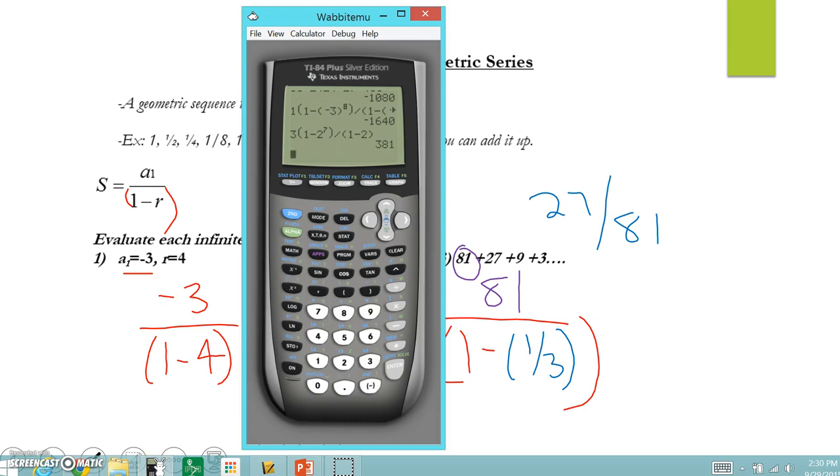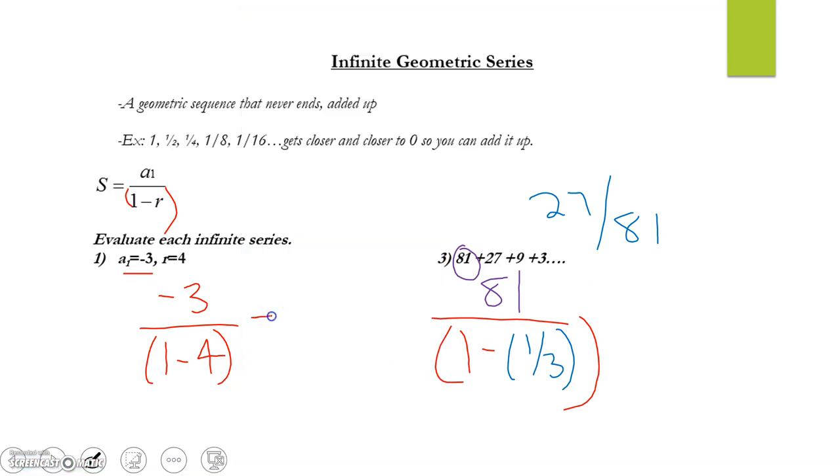So for the first one, I do -3 divided by, in parentheses, 1 minus 4. And I get 1. Then the second one, I do 81 divided by 1 minus, and in parentheses, 1/3. And I get 121.5. So 1 and 121.5.